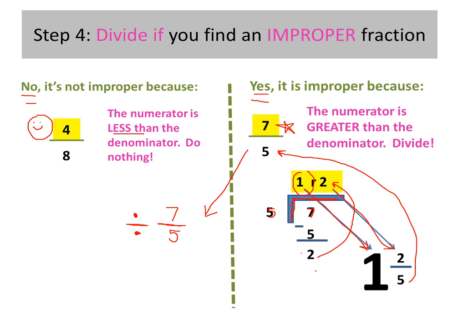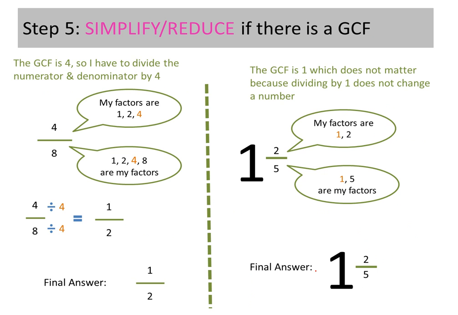Let's see what the last step is. Step 5. Simplify or reduce, they mean the same thing, if there is a GCF, a greatest common factor. Well, let's take a look at the left. The GCF is 4, so I have to divide the numerator and denominator by 4.